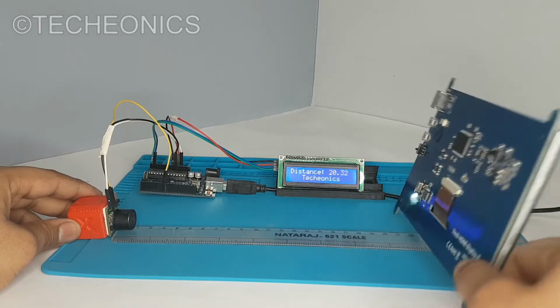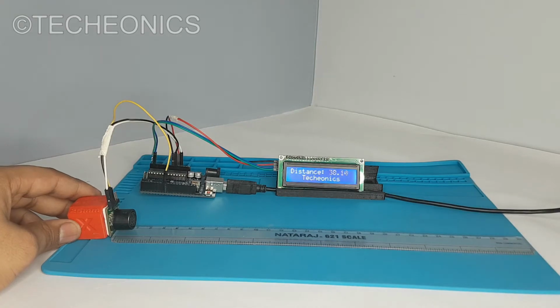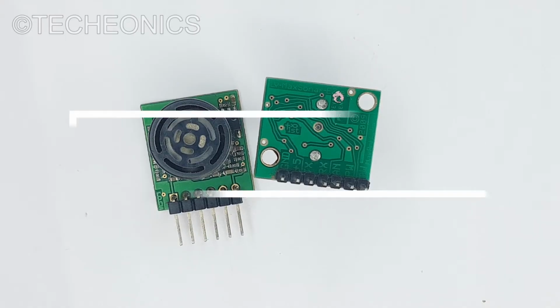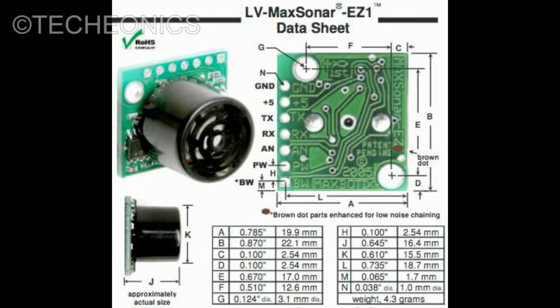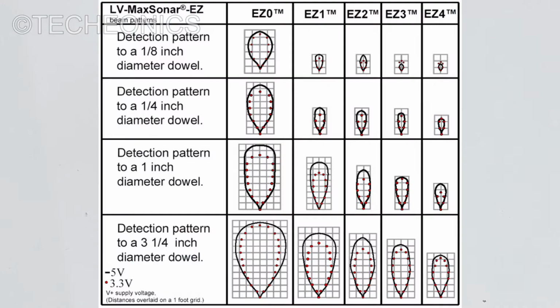Welcome back guys to another amazing video. In this video, we are going to work with the MaxSonar EZ0 ultrasonic sensor. These sensors are from MaxBotix. These sensors can detect objects from 0 inches to 254 inches.